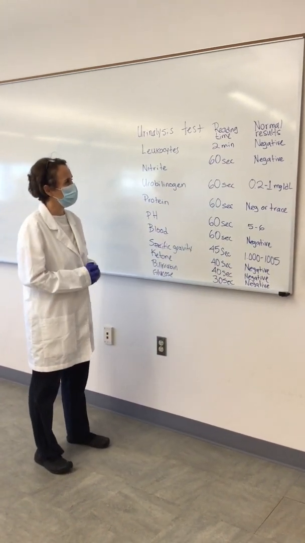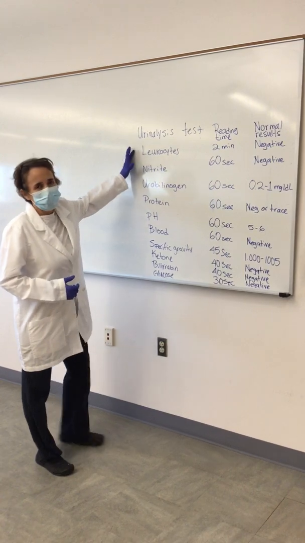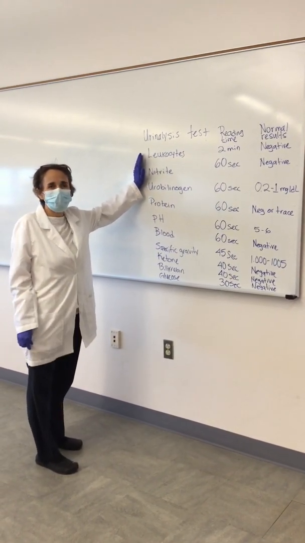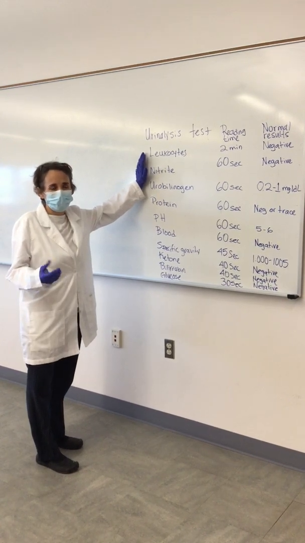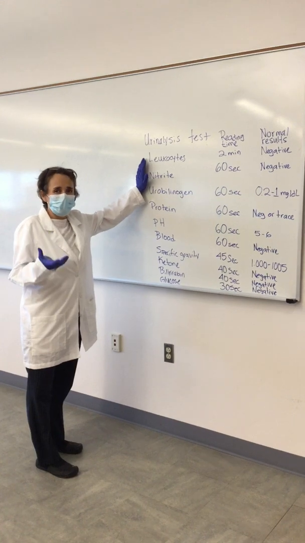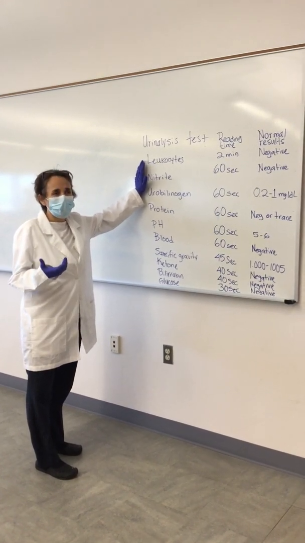So if the test gives different results from the normal, which are here, then you can give a specific interpretation. In terms of leukocytes, we shouldn't have leukocytes in our urine because urine is supposed to be sterile. So it shouldn't have any microorganisms. So if someone has leukocytes in their urine, that means that they have an infection.